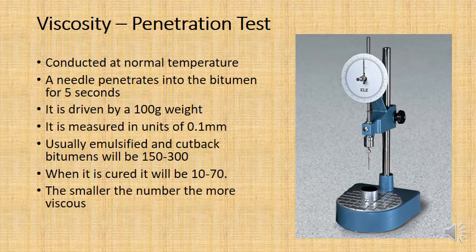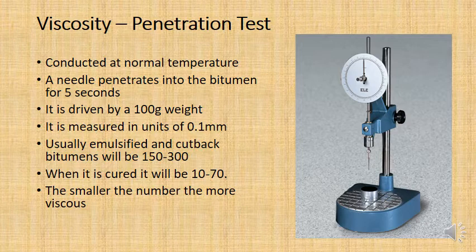And it's measured in units of 0.1 millimeters, so it's a very fine measure. So if it goes 15 millimeters into the bitumen over 5 seconds, then it has a viscosity of 150. If it goes 3 centimeters or 30 millimeters into the bitumen, it has a viscosity of 300. And this is for wet bitumen, for an emulsified or cutback bitumen where it's highly workable.